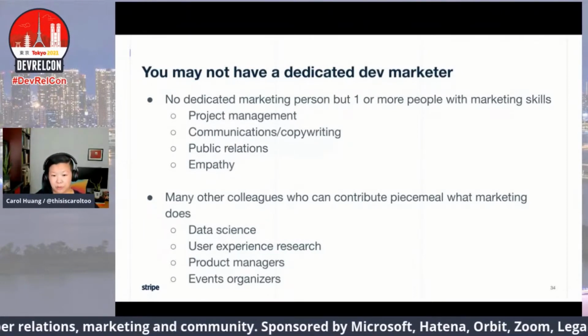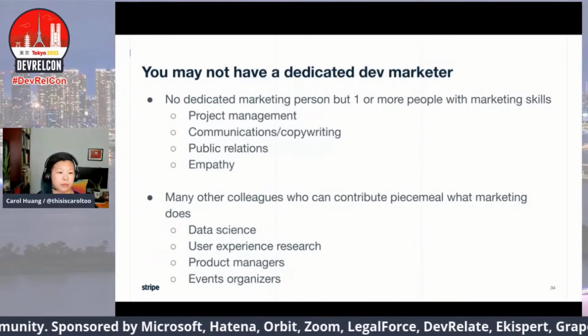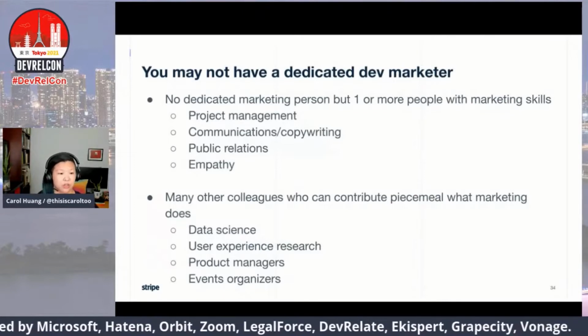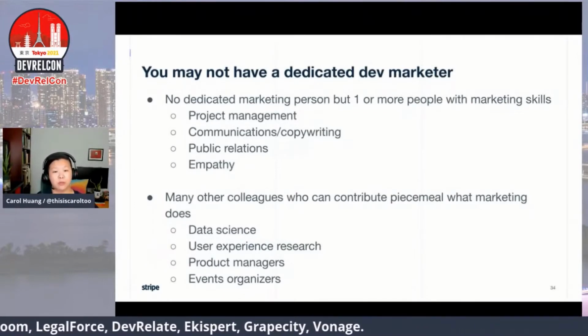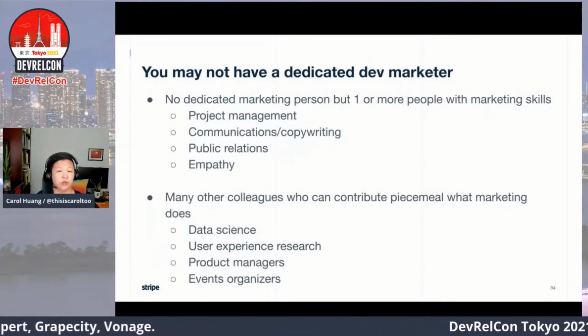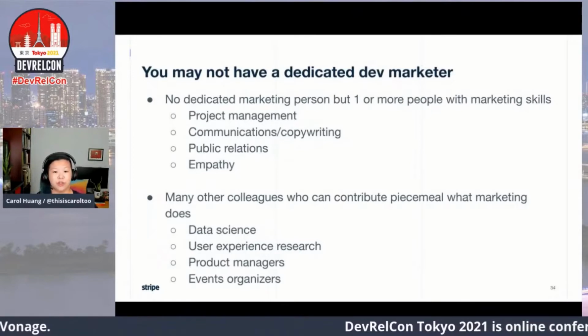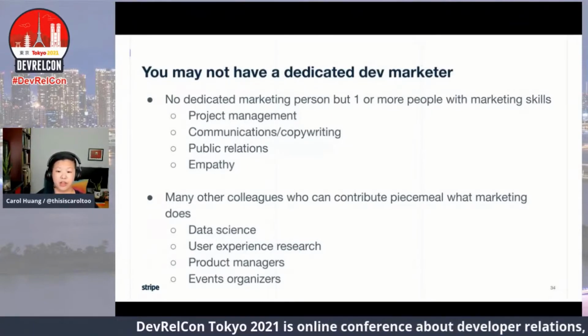If you're at a larger company where roles are a little bit more scoped out, you'll also have similar teams that do many parts of what marketing does. For example, data science or user experience research teams really help you get to know your users and what they're going through. Product managers give you insight into product expertise and use cases, and event organizers can help you figure out meetups and live streams.